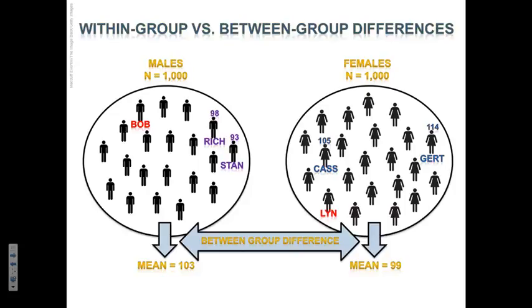Notice that Rich and Stan are separated by 5 points, which is more than the difference between the group means. And Cass and Gert are separated by 9 points, which is much more than the difference between the group means. This is typically the case. Within group differences are typically larger than between group mean differences. That is, there may be a difference between males and females on visual and spatial tasks, but if you really want to find a difference, locate any 2 males or any 2 females, and those individual within group differences are typically going to be larger.